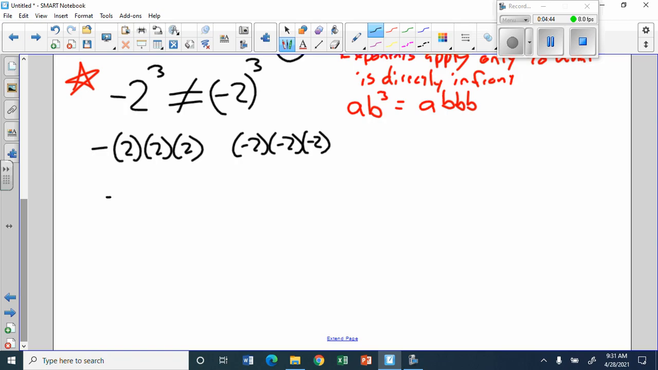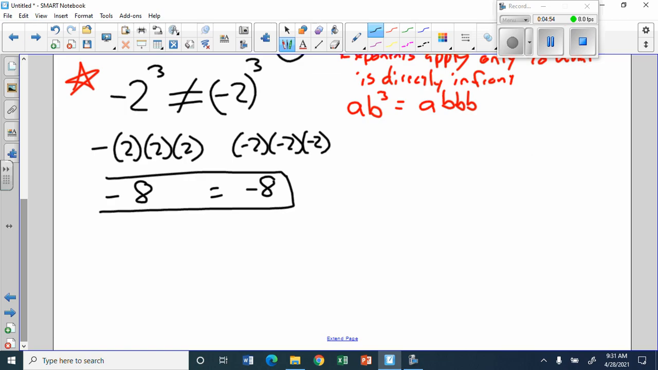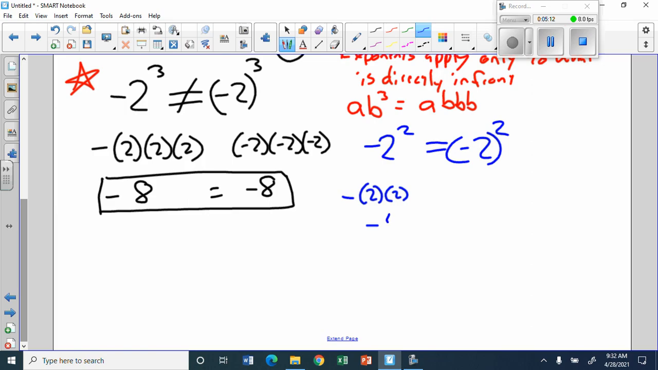Now what I want to show you is that in odd exponents, the answer might be the same, but the original is not. And we can see that now. Let's use negative 2 squared versus negative 2 squared. In this case, we get a negative 2 times 2, which is a negative 4. Here, we get negative 2 times negative 2, which is a positive 4.